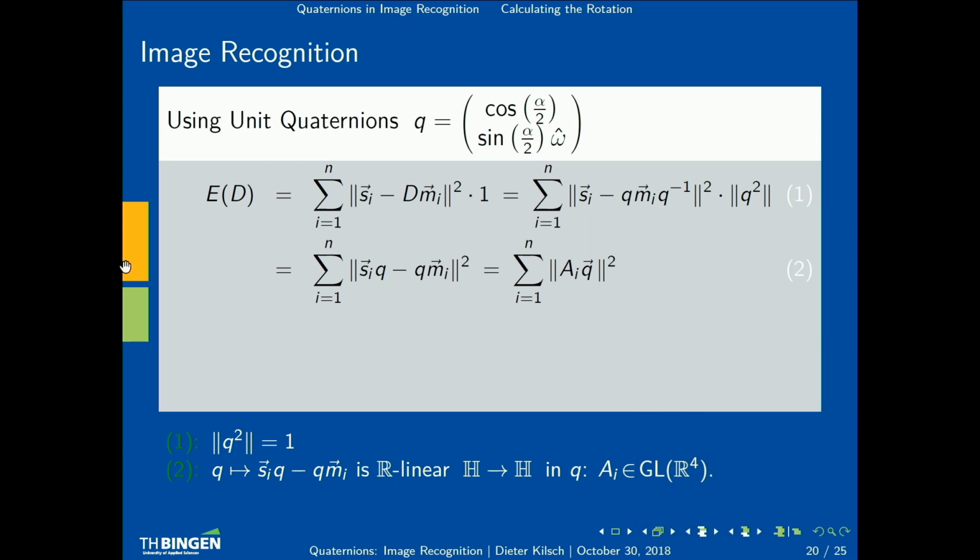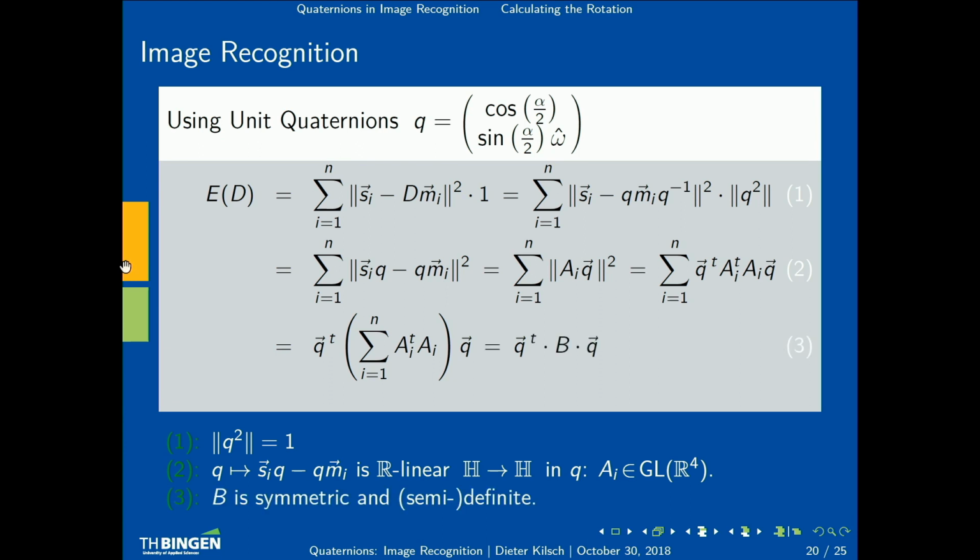Now, the most important thing, and this to me is the key point of this calculation, the map from Q to this expression is a linear expression. It's linear in Q, so you can write it as a matrix. And the square of a vector is a vector multiplied with its transpose. So you get the transpose of the matrix inside, and it's the sum of the matrices you get here. And this sum of matrices is a symmetric matrix, which is semi-definite at least. Mainly, most times, it's positive definite.